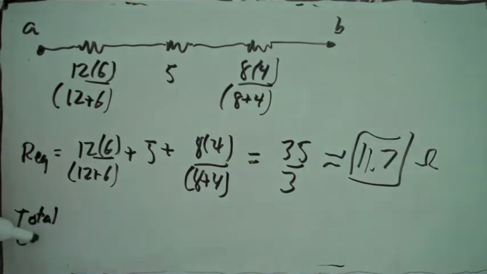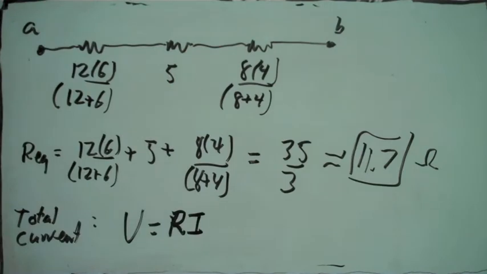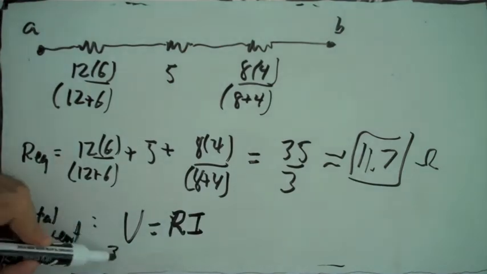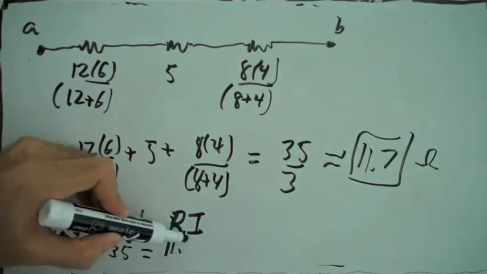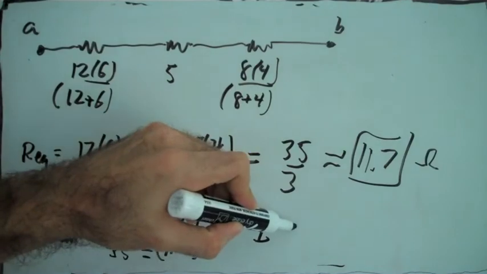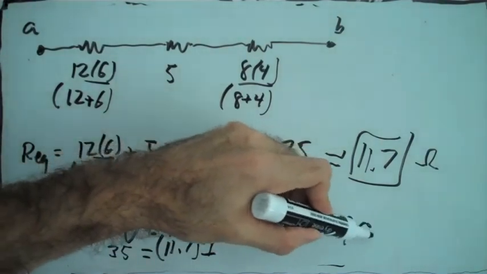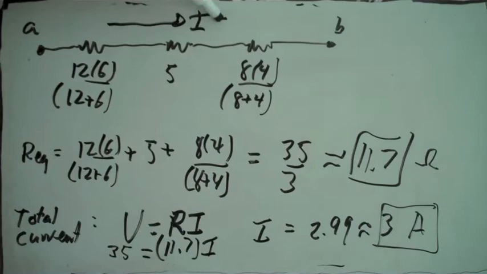Now the total current flowing between points A and B can be found in this way. We know V equals IR. We know the potential difference between A and B is 35 volts. We know the equivalent resistance between point A and B is 11.7. So we can find I. And I is about 3 amps. So that's the total current flowing from point A to point B. So that's exactly the same as the current that's going through the middle resistor.